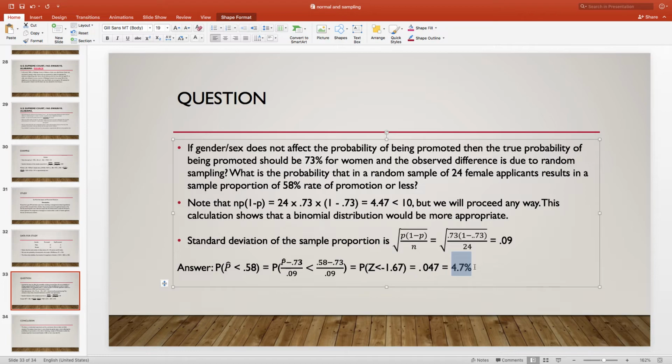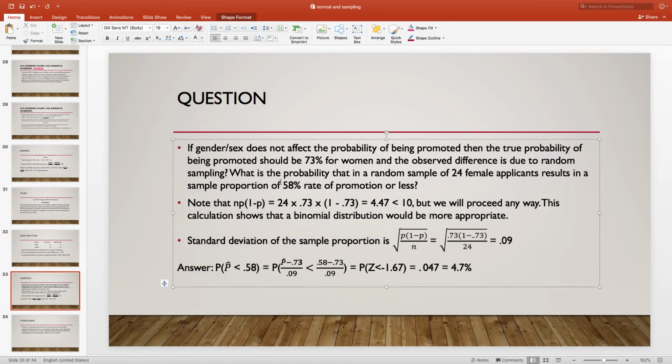Okay. So that is pretty unlikely, that you would see a promotion rate of 58%. What this is saying is that if the true rate of promotion was 73% for women, seeing a sample proportion of promotion of 58% in a sample of 24 females would happen 4.7% of the time. So it's not impossible, but it's pretty unlikely.